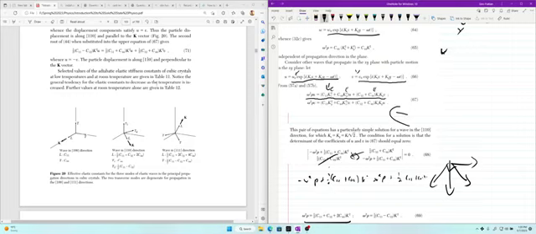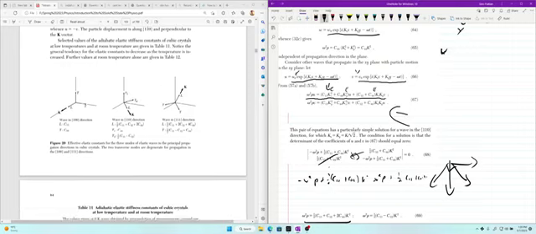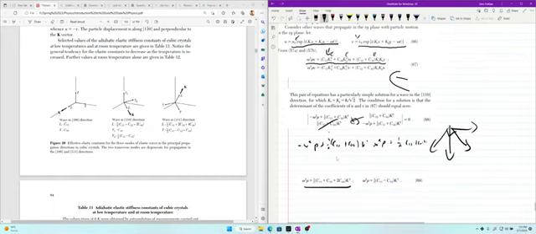So, selected values of the adiabatic elastic stiffness constants of cubic crystals at low temperature are given in table 11. Okay, let's look at these diagrams on the left. For a wave in the 1, 0, 0 direction, we have C11 for longitudinal and C44 for transverse. In the 1, 1, 0 direction, it is slightly more complicated than what we just found before. Longitudinal is 1/2 (C11 + C12 + 2C44), which we saw right here. Then the first transverse wave is given by C44, and the second one is given by C11 minus C12.